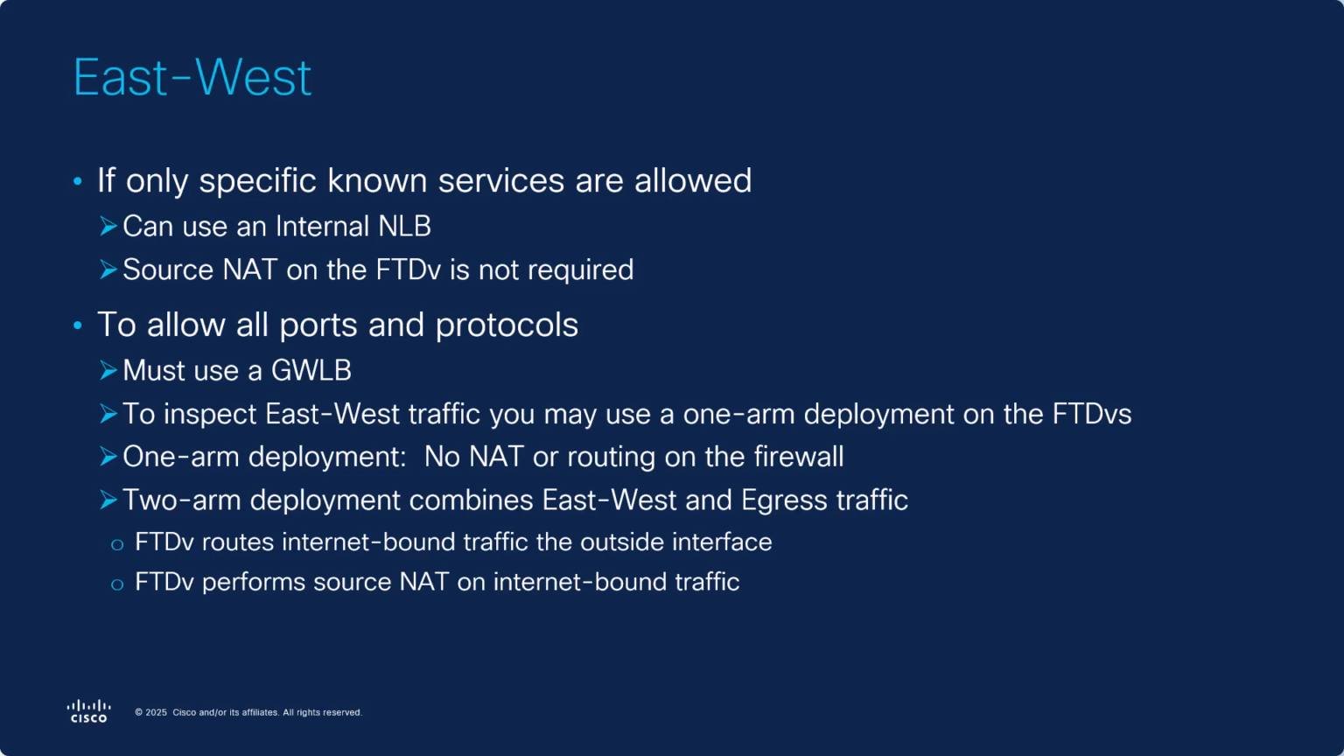You could use a two-arm deployment. This allows you to combine east-west and egress traffic inspection in a single set of firewalls. In this case, FTDv must route the inbound traffic through the outside interface. FTDv will also perform source NAT on the traffic bound for the internet.